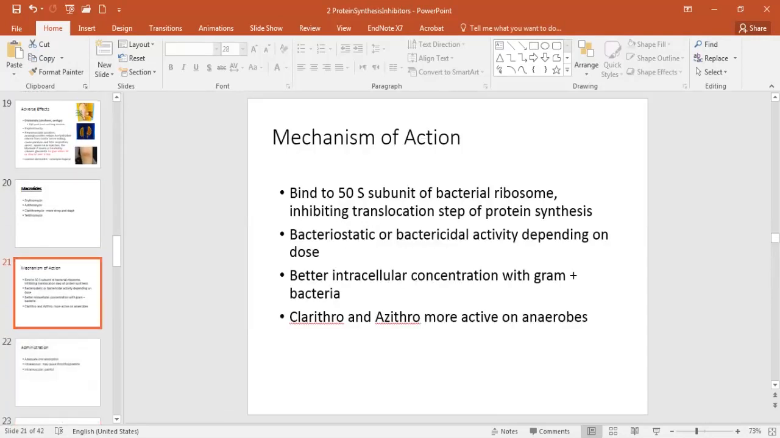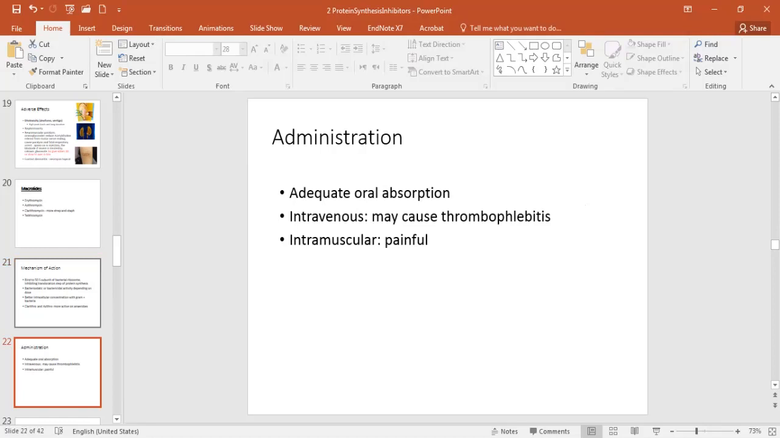Mechanism of action: again, it binds to the 50S subunit of the bacterial ribosome, inhibiting the translocation step of protein synthesis, and it could be bacteriostatic or bactericidal, depending on the dose. It has better intracellular concentration in gram-positive bacteria. Clarithromycin and azithromycin are more active on anaerobes. It is given orally, and absorption is good. Intravenously it may cause thrombophlebitis. Intramuscular is painful.